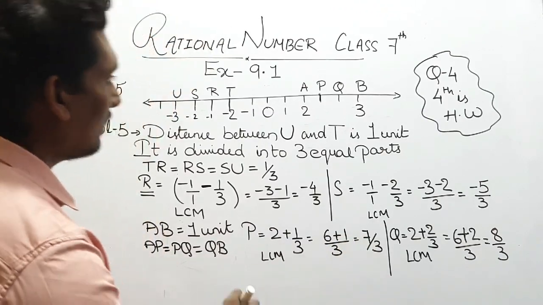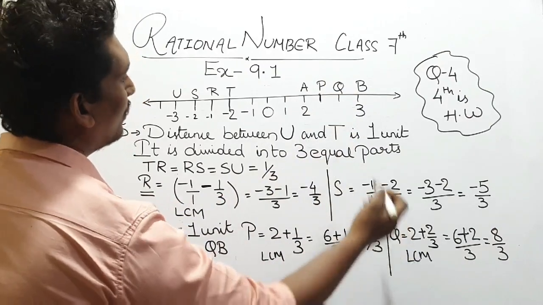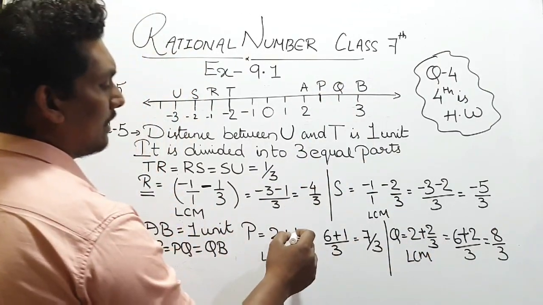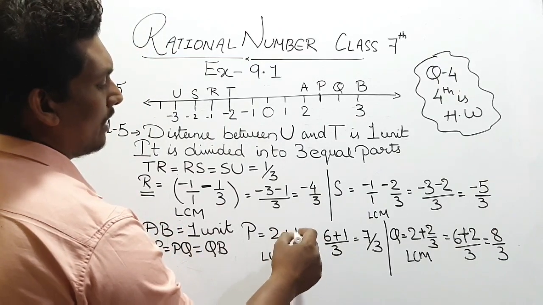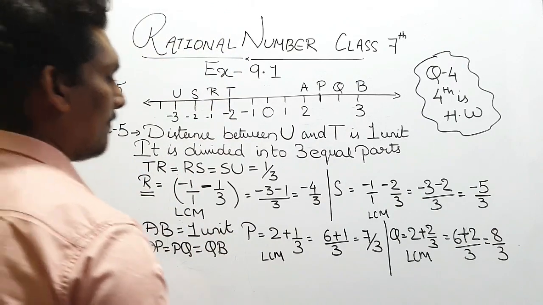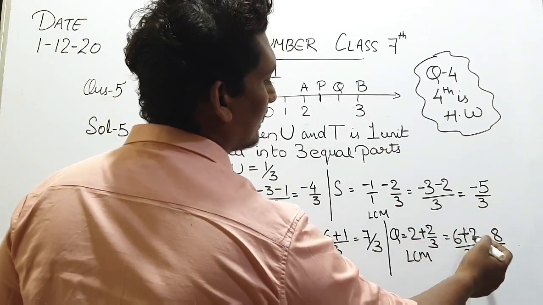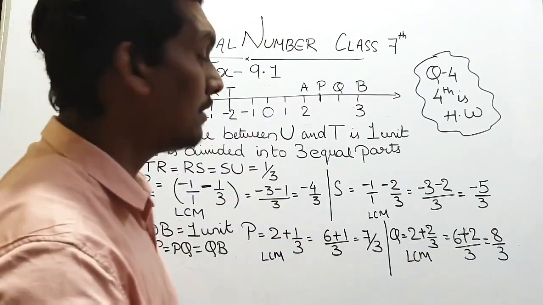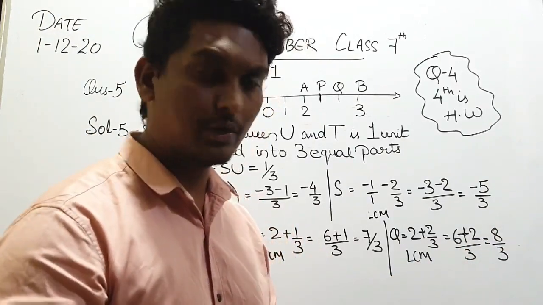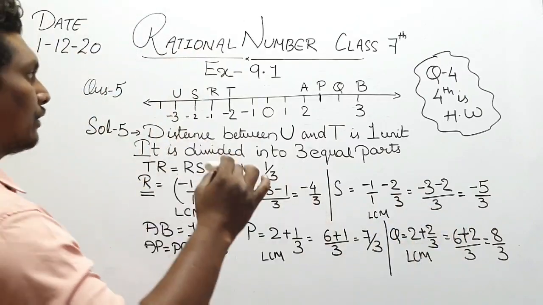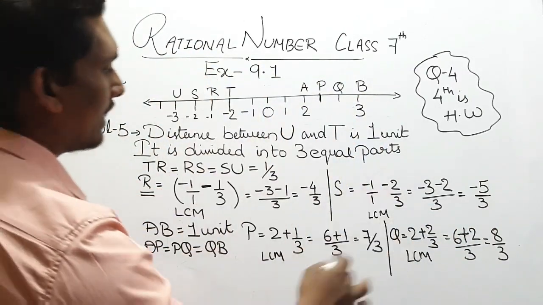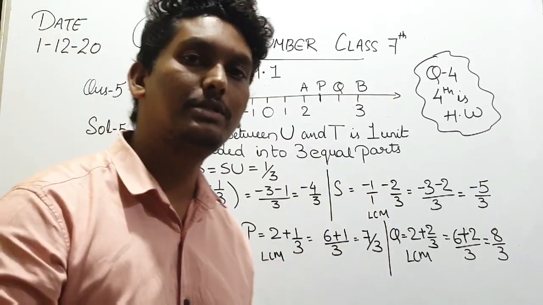Same way we have to find the next part, that is Q. The second part, 2 plus 2 by 3. Here I have taken 1 by 3, here we have taken 2 by 3. Okay, so 6 plus 2, that is 8 by 3. Okay, hope it is clear to you. So according to the figure, I have taken just the main part of the figure, and the rest I have already done. Just go through it.